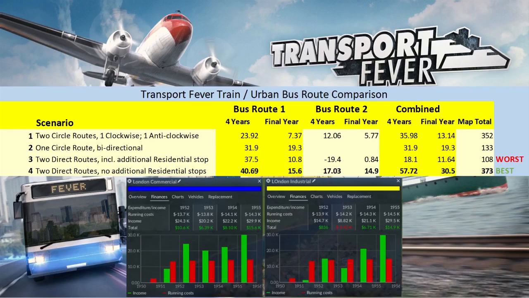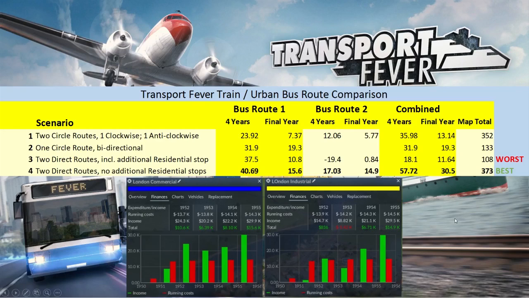So I think the judgment then comes down to, yes, doing simple direct routes does give you the best profit opportunity. Not just for those routes, but also look at that for the map as well. That is a substantially better figure for the whole transport network that I had in these scenarios. And the worst one, interestingly enough, was the direct route with the addition of a residential stop on the way to the commercial or industrial zone. Now that was unexpected, to be honest.